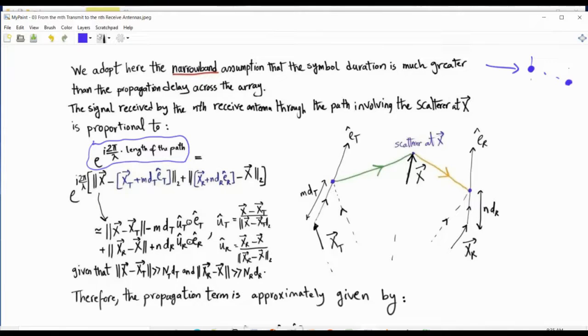Now, narrow band in the context of arrays is this assumption that the symbol duration is much greater than basically the delays encountered in the array itself. Again, because the wave front will not reach each antenna at the same time. But for our purposes, you can just ignore this, and it will not make any significant difference. We will just stick to this model.